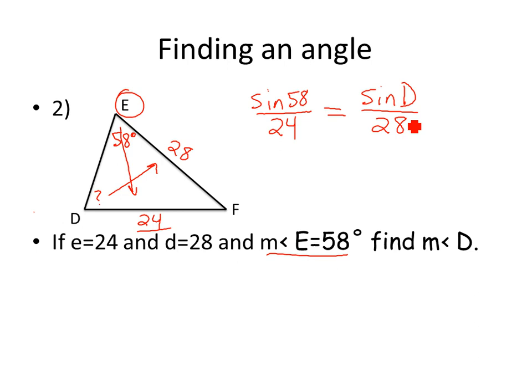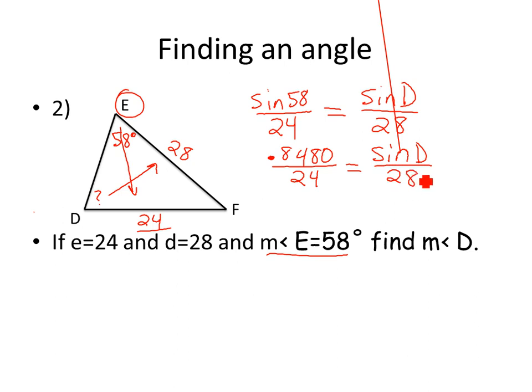Now you're going to do the same thing this time. You're going to find the sine of 58. So take your calculator and hit sine of 58, and that comes out to be 0.8480. And we have the sine of D up here over 28. Now here's where it's a little different. When we cross multiply, this cross multiplying is all right. You just hit 0.8480 times 28, and you come up with 23.744.